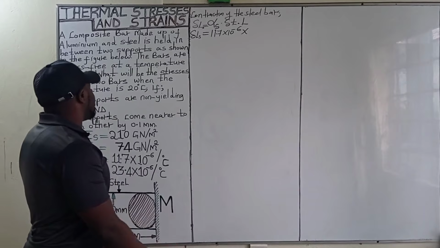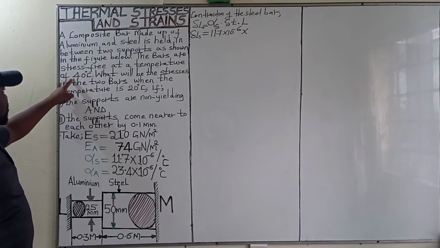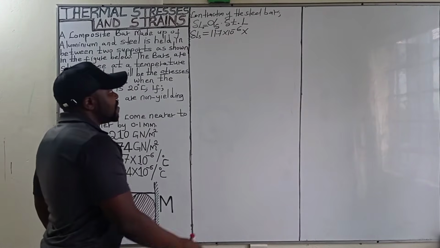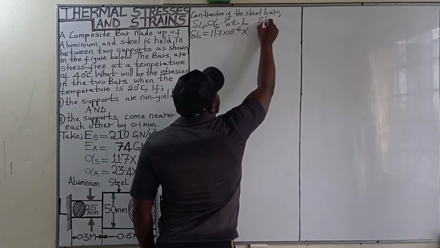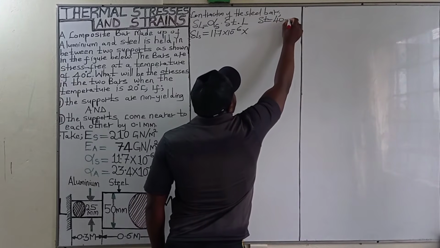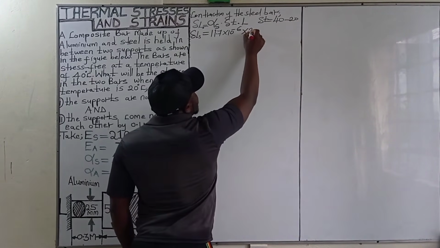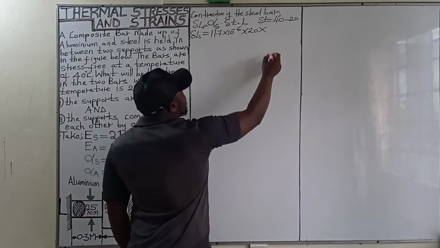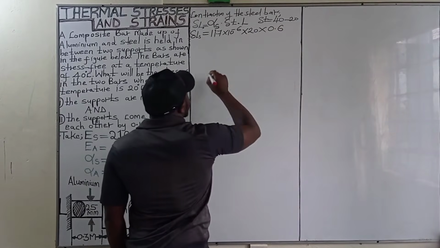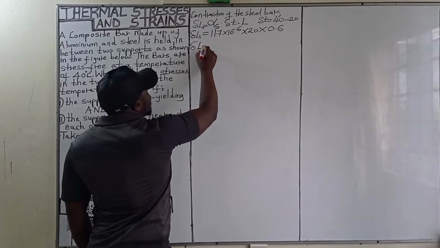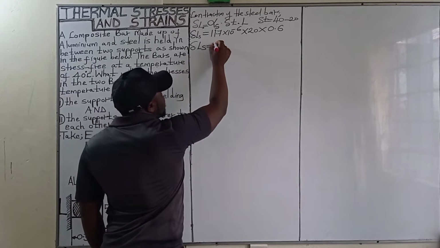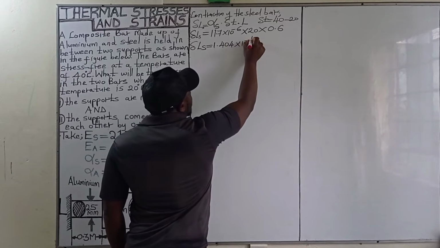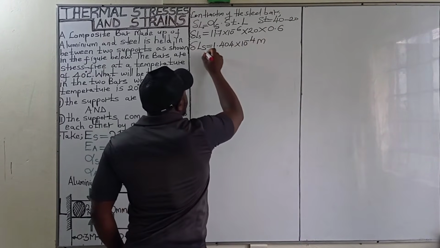Change in temperature: initially the temperature was 40 degrees Celsius. It has been lowered all the way to 20 degrees Celsius. Therefore, the change in temperature is 40 minus 20, which is 20 degrees Celsius. The length of the steel bar is 0.6 meters, so we multiply that by 0.6. And the contraction of the steel bar is going to be 1.404 times 10 raised to the power of negative 4 meters.